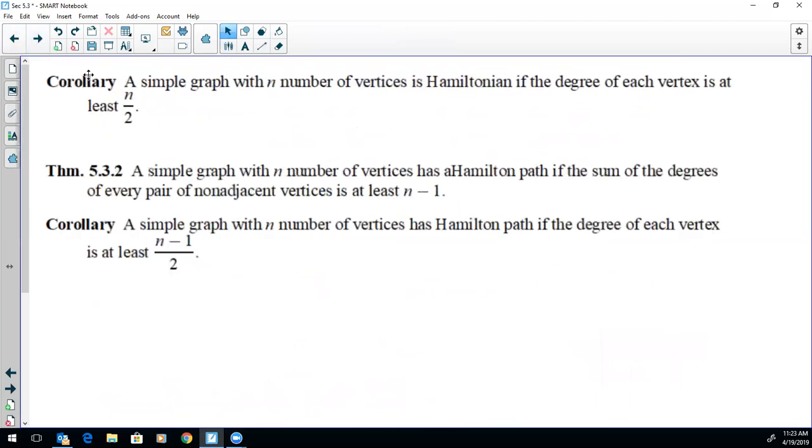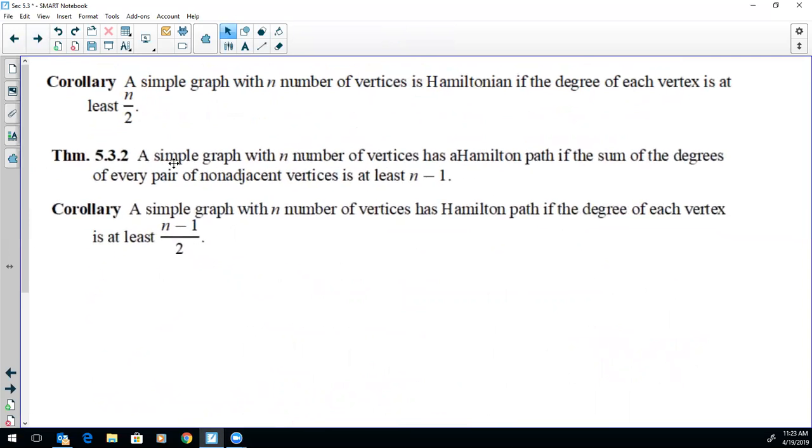Some corollaries here. This is just kind of a special case. If the degree of each vertex is at least n over 2, then when you add them up, you get something at least n. So that would say for the non-adjacent vertices, that would be true as well. So that would say you'd have a Hamiltonian graph in that case.